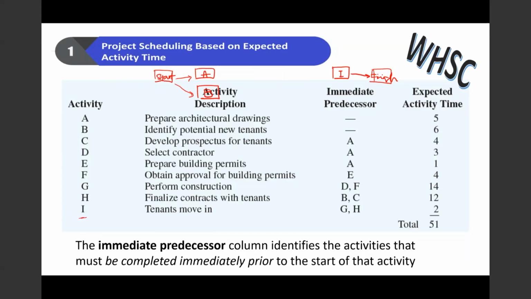Immediate predecessors identifies the activities that must be completed immediately prior to the start of that particular activity. So we have A and B. Activity C comes from activity A, so we have A goes to C. D also A, so we have D. And then E also has a predecessor of A. So this is C, D, and E. Activity F, obtain approval for building permits. Immediate predecessor is E, so here is F.